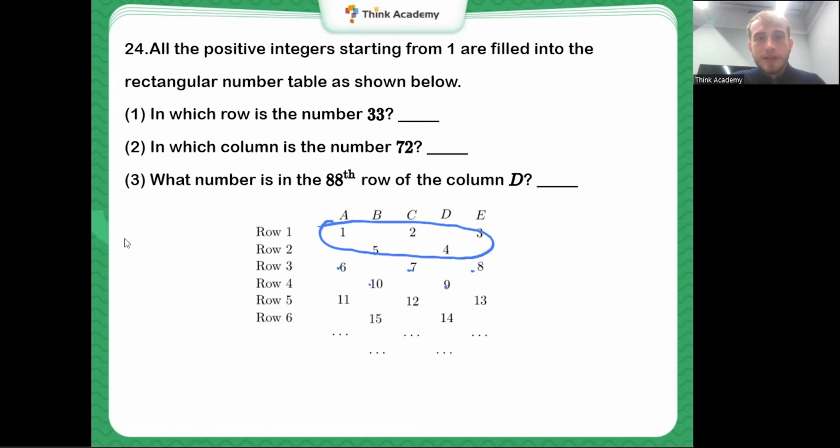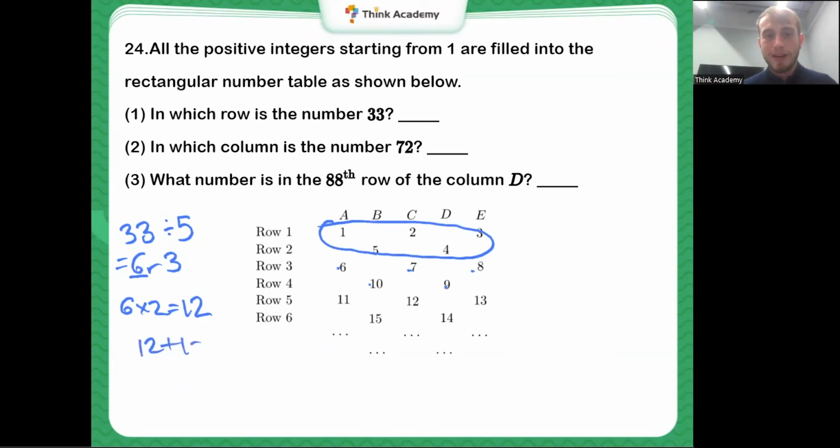So in which row is number 33? If you divide 33 by 5, the size of the group, the cycle, you get 6 remainder 3, which means you've had 6 complete cycles. So how many rows have we had with 6 complete cycles? Each cycle has 2 rows, so 6 times 2 gives me 12 complete rows. And the remainder tells me that I'm going to be in the next row. So it's 12 plus 1 equals the 13th row.